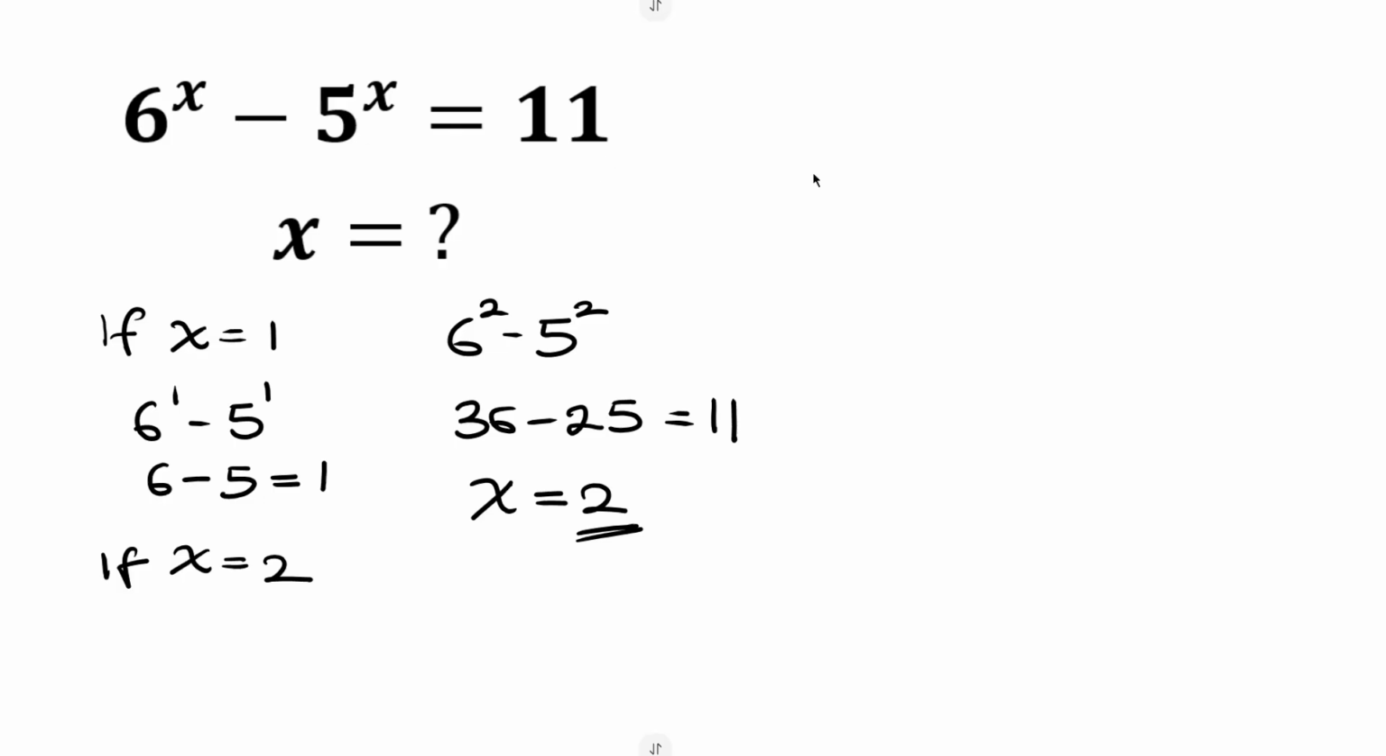And if you think about the function, for example, f of x equal to 6 to the power of x minus 5 to the power of x, this function is constantly increasing for positive values of x. So there is only one possible answer to this question, which is x equal to 2.